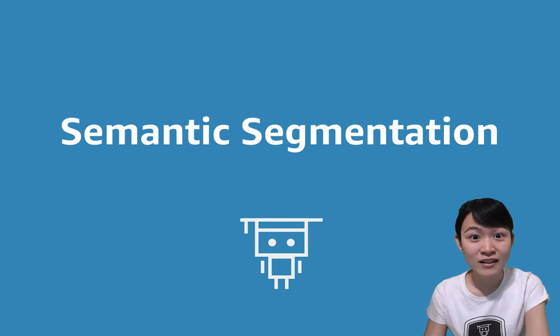Previously, we learned how to detect objects with bounding boxes. However, you probably sense that the box is not accurate enough because our objects are usually not shaped like the rectangular box. But sometimes we will need to extract the exact object with its shape, and that is semantic segmentation.